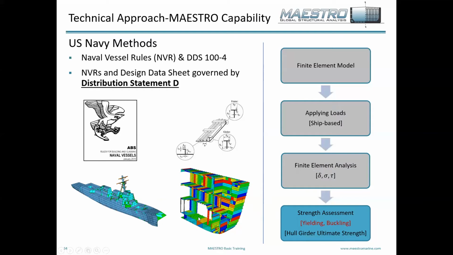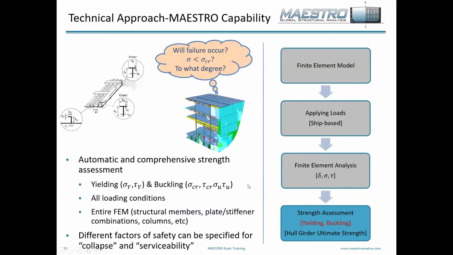But again, all of these criteria, when you apply these limit states, it does evaluate everything within the entire vessel. You can see basically what some of these patches might look like for evaluations within the hull in here. So I guess when Maestro goes to apply the limit states here, it does a very complete assessment through the entire hull. It'll evaluate for both yielding and buckling. It looks at every defined loading condition in your model.